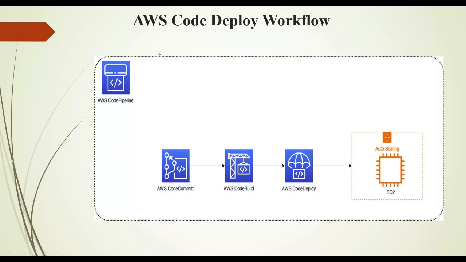First, it starts with a CI/CD pipeline using CodePipeline. Then it builds and tests the application from the source code repository, and CodeCommit is the source code repository, to deploy the application onto the group of instances. Then it deploys with the tools of the CI/CD pipeline. So this is how it works.